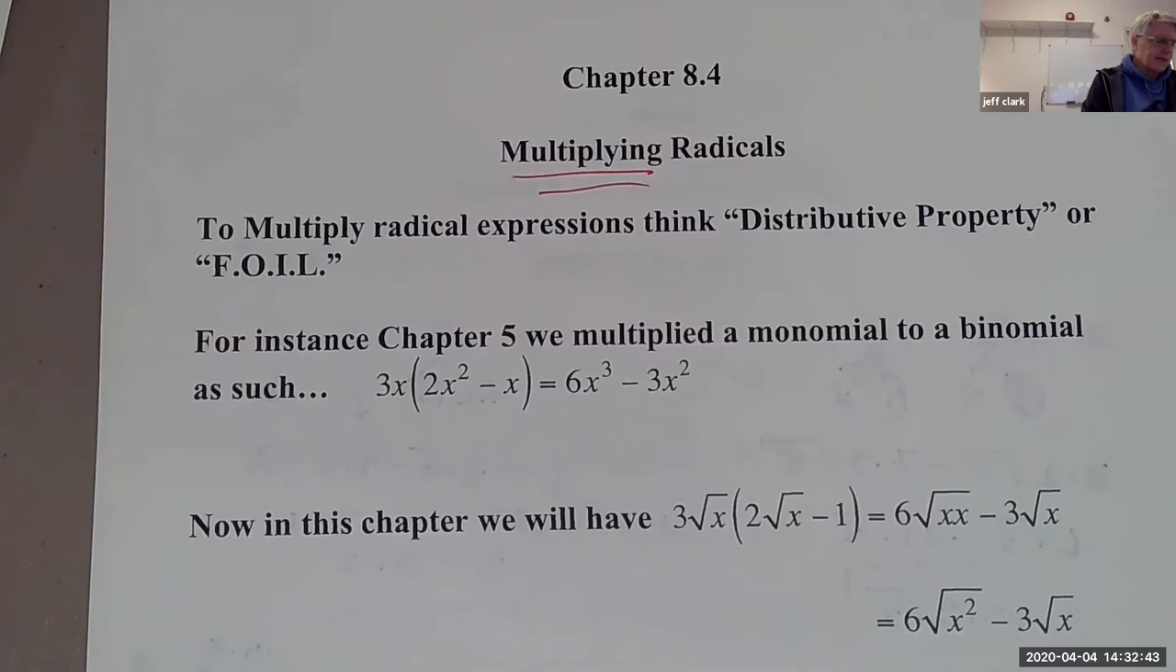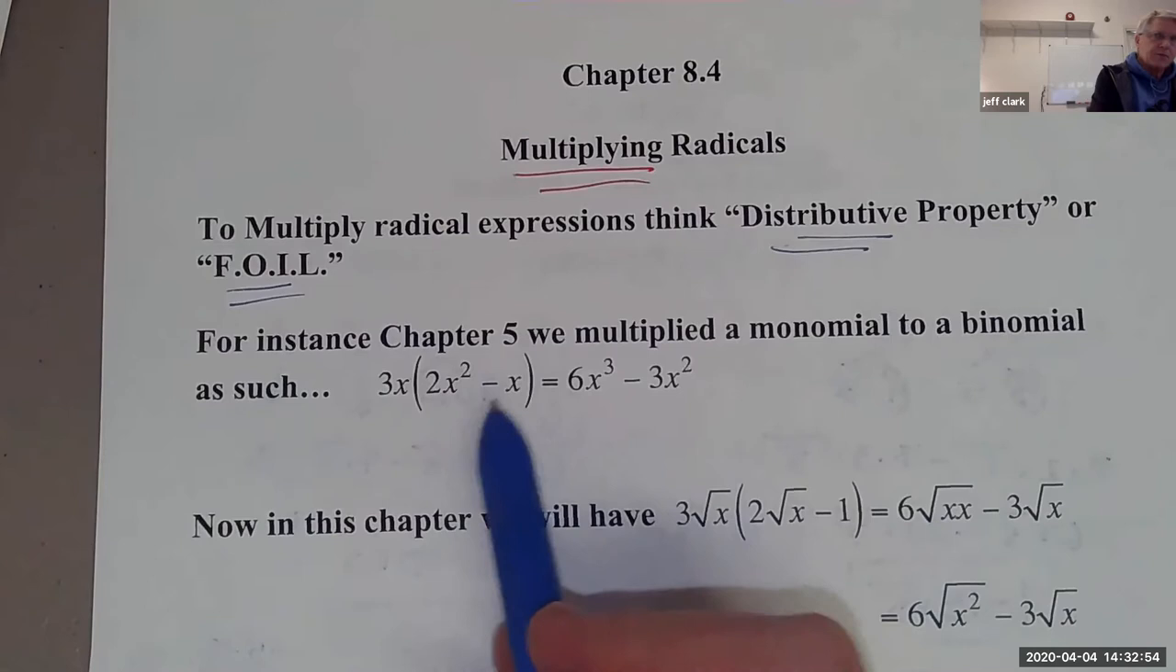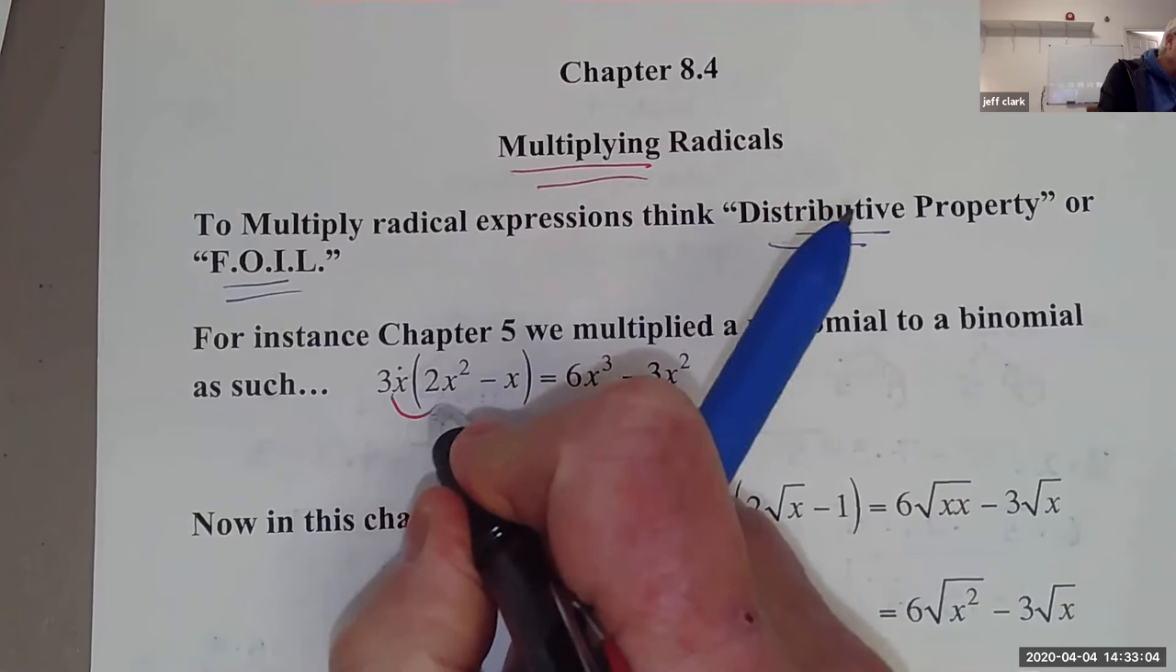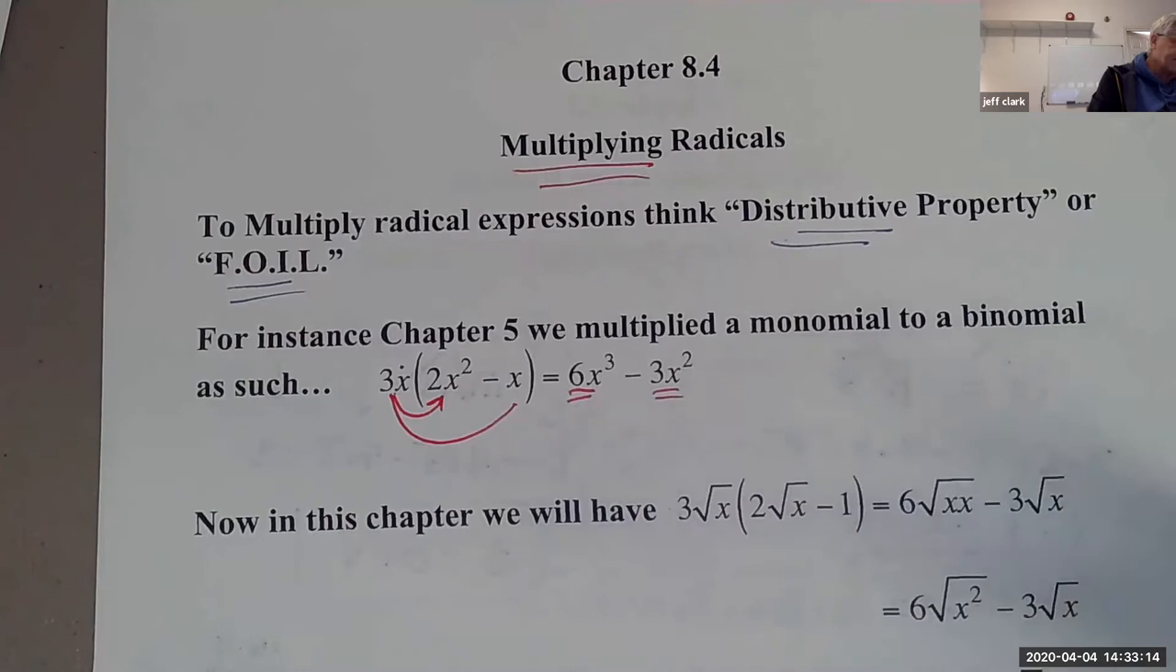Okay, multiplying. Think either distributive property, FOIL, if you've got two terms times two terms. So going back to chapter 5, this should look familiar. You're going to FOIL this way. I'll give the 3x to 2x squared, and you get 6x cubed, of course. And 3x times negative x is negative 3x squared. These are not like terms, and so you're done.